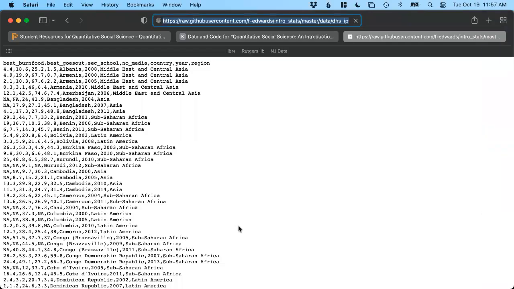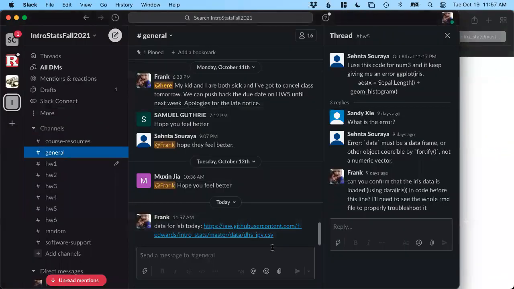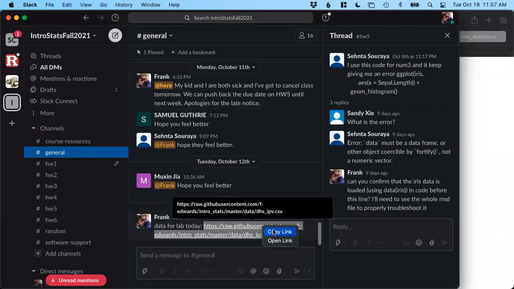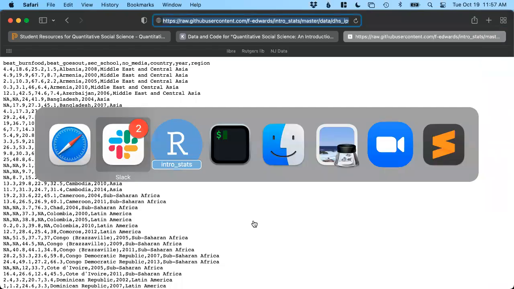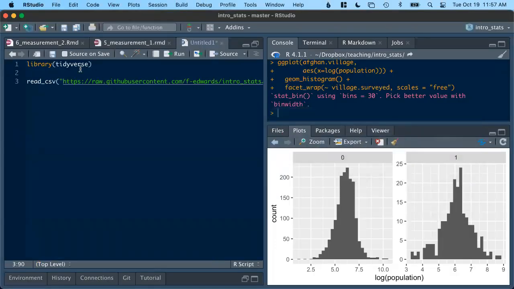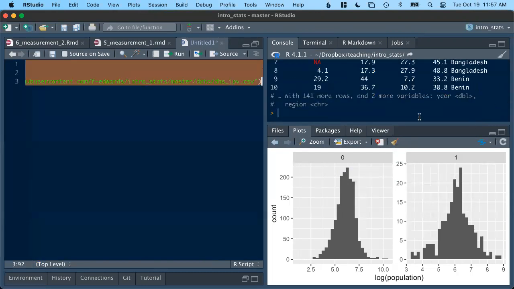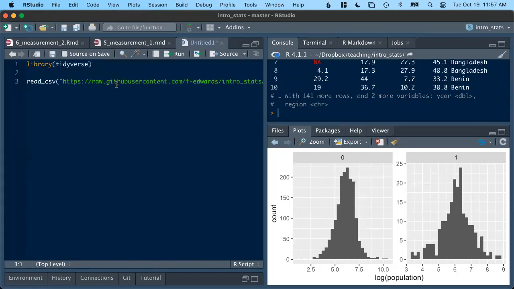Just right click it, right click, copy link. Then go here, read CSV, and make sure to wrap the URL in quotation marks. And then read it in. Oh, I should probably assign it somewhere. It's called IPV. Stored in a data frame.